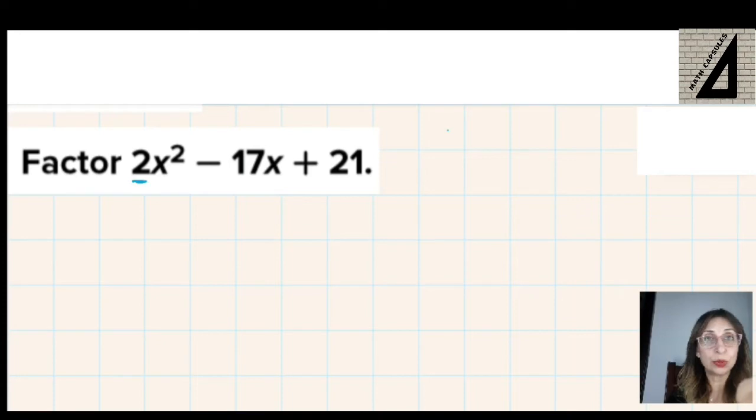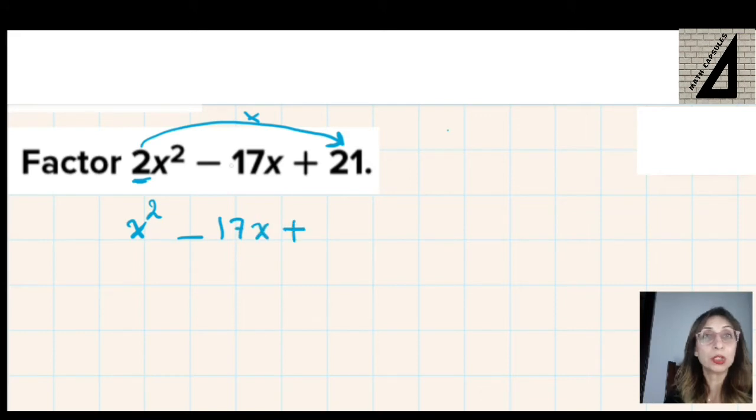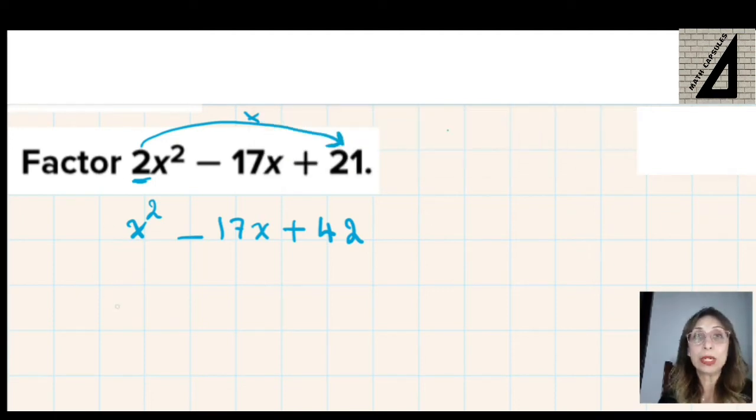You will take this 2, which is the leading coefficient, and you will multiply it by the constant term at the end. So now it will be x squared without the 2, minus 17x plus 21 times 2 is 42. Now this is a trinomial that we can factor with the leading coefficient 1. So we can factor this into two brackets like this. It will be x and x.